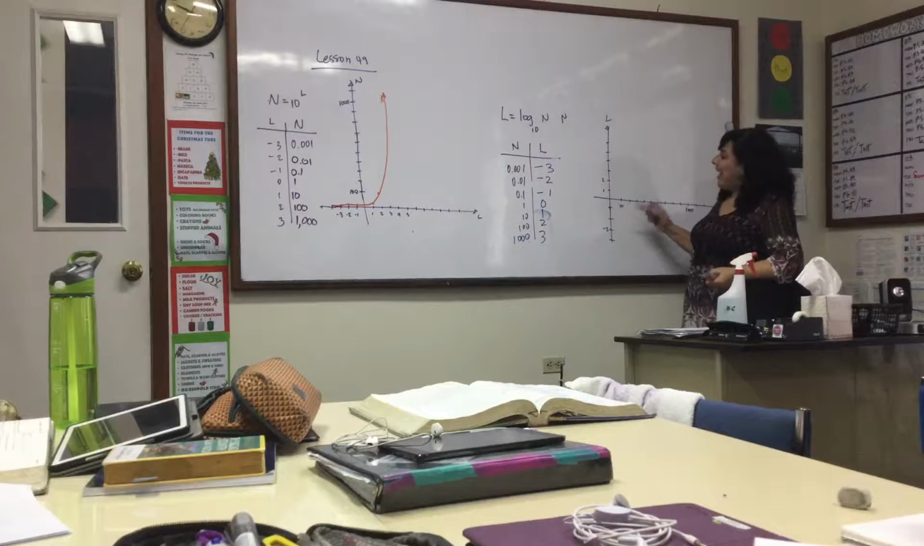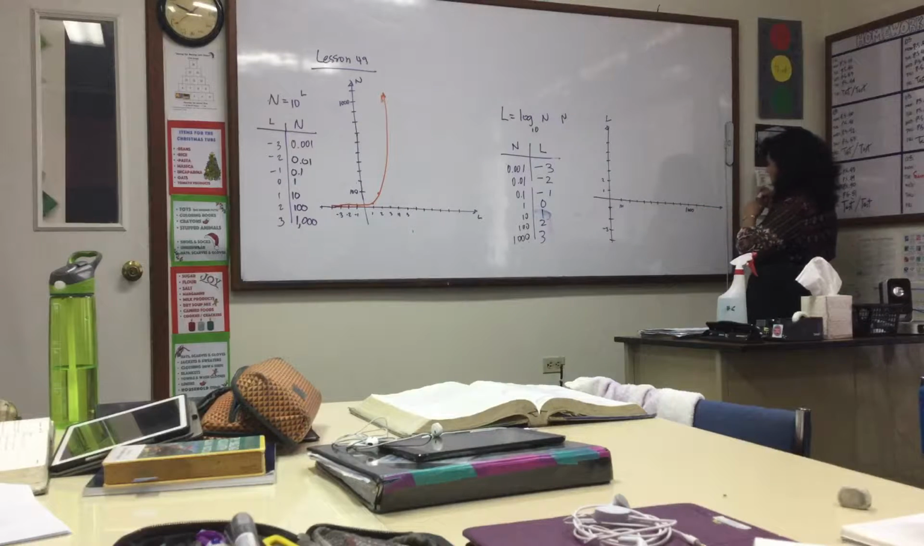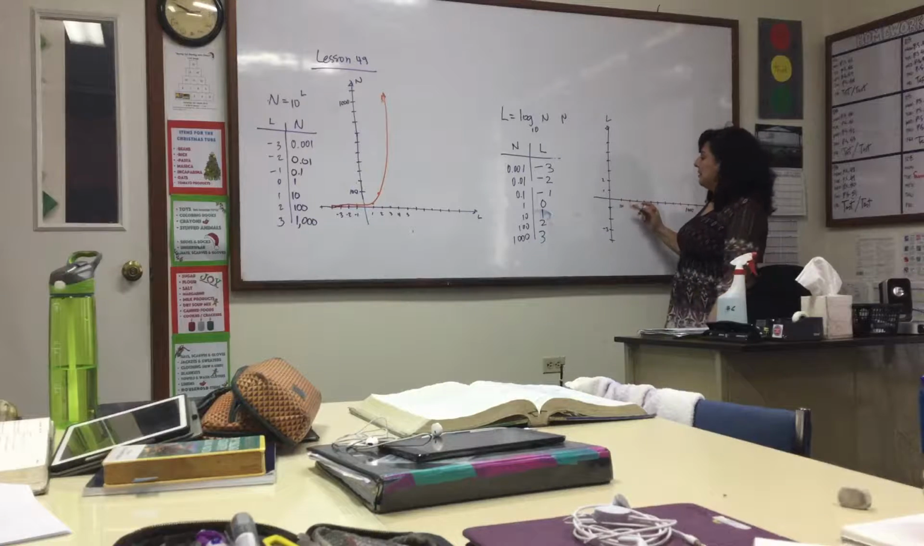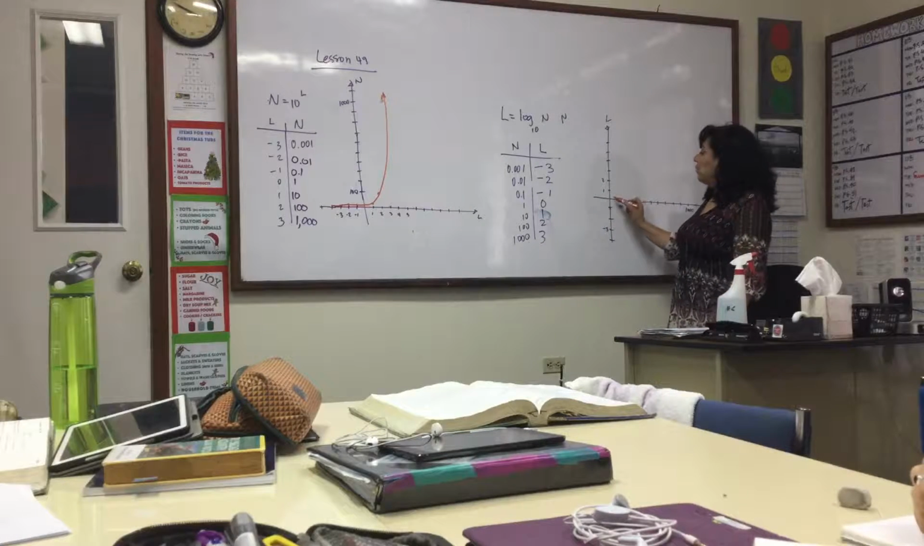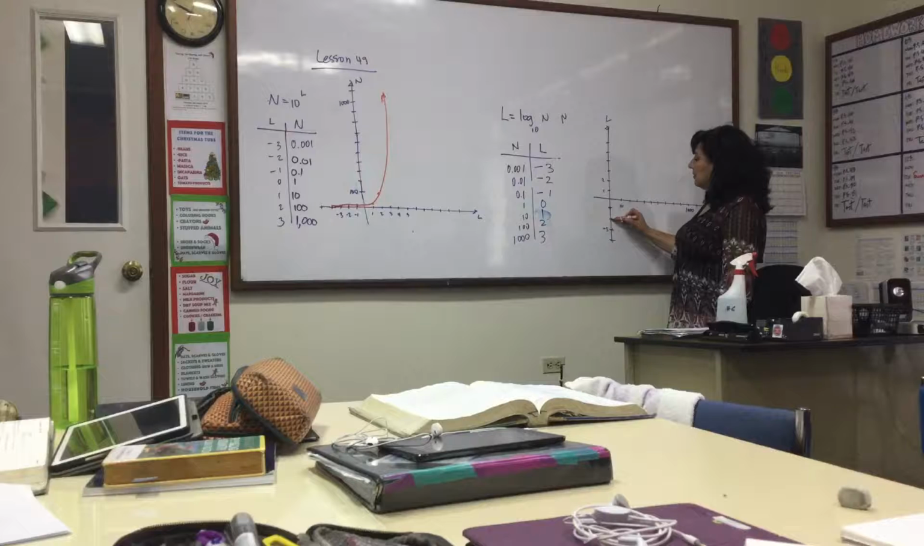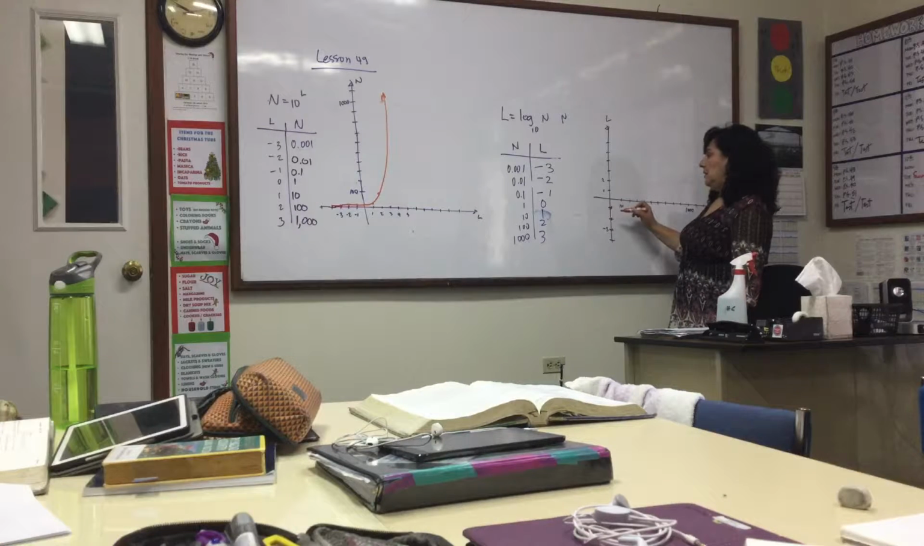With this one, when x, or when n, because n is here, so in the x-axis, in the horizontal axis, when n is 0.001, obviously you're finding an exponent. So when it's almost 0, you get -3. So it's all the way down here. When it's 0.01 you get -2, when it's 0.1, -1 here. At 1, we get 0, right? Up here.